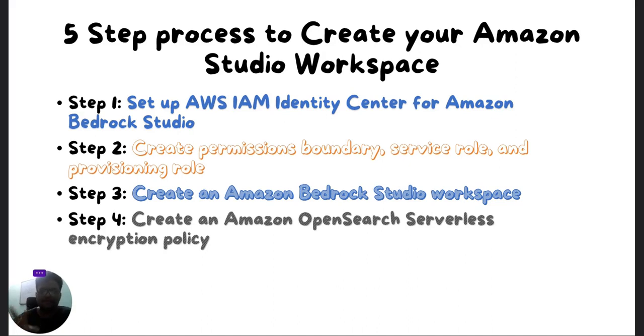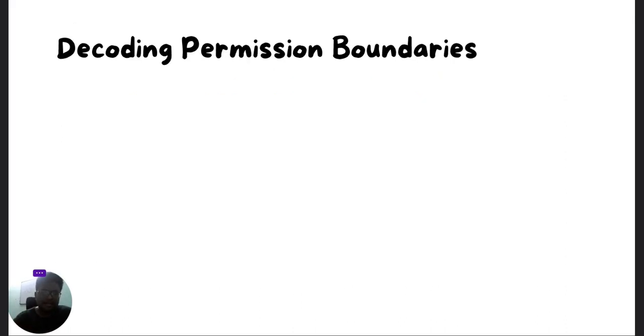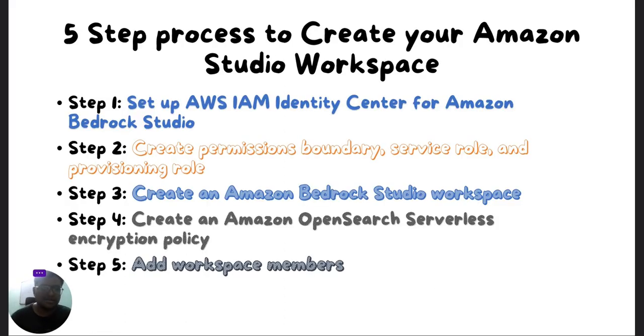it's not mandatory to create an Amazon OpenSearch Serverless encryption policy. I'm just going to show you what an Amazon OpenSearch Serverless encryption policy is, but I haven't created that. Then finally, you have to add the workspace members. So this is going to be the 5-step process. Why? Because as part of an organization, you have to work together to make sure we can create some GenAI apps and experiment with each other.